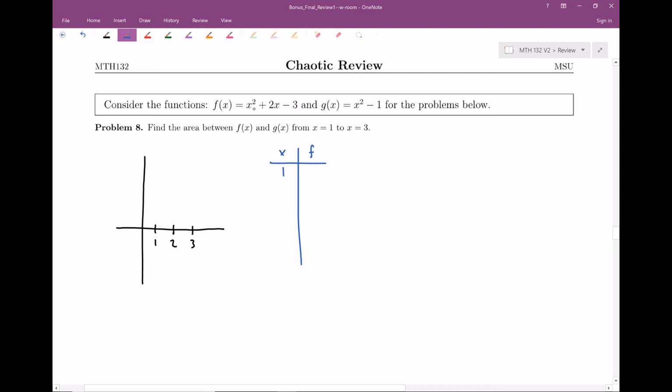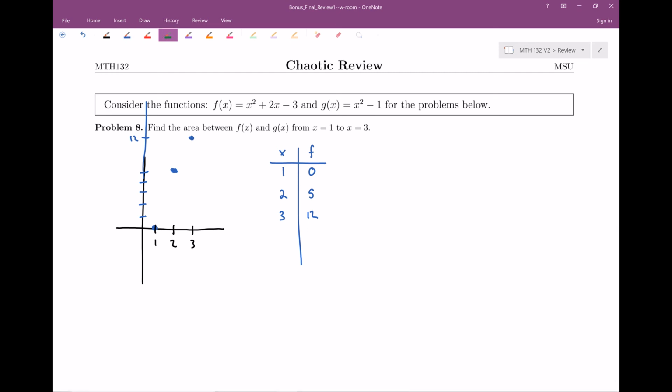If I plug in 1 into my f function, I'm going to have 1 plus 2 minus 3. So that's going to be 0 altogether. If I plug in 2 for my function f, 4 plus another 4 minus 3, so that's going to be 8 minus 3, which is 5. So when I plug in 2, I get out 5. And then when I plug in 3, this is going to be even bigger yet, right? I'm going to get 9 plus 6 minus 3, so 9 plus 6 would be 15 minus 3. That's going to be 12. So way up here, can't even do it. I'm going to just mark 12 right here. This is not going to be a great graph. It's going to look something like this.